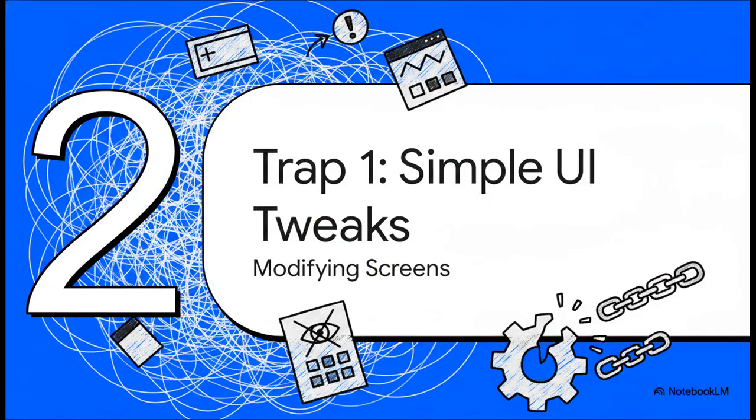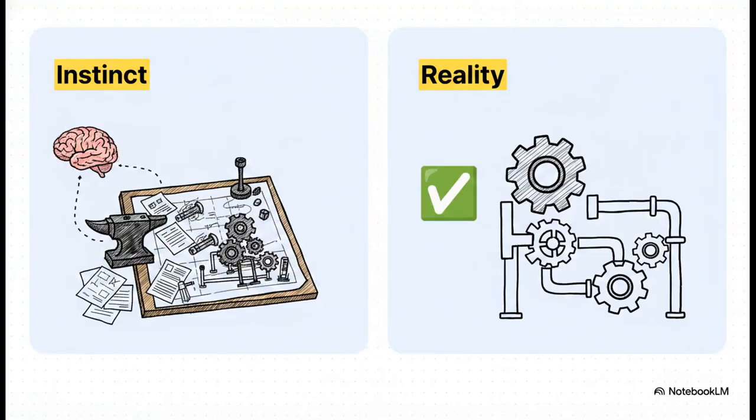Moving to Section 2, trap number 1, simple UI tweaks and modifying existing screens. Let's look at a scenario that happens on almost every single implementation project. A user asks for a simple extra field on a purchase order screen, or maybe just a tweaked validation message, or hiding a few irrelevant fields to reduce training confusion. Sounds simple enough, right? Well, there is a massive difference between our developer instinct and the architectural reality here.